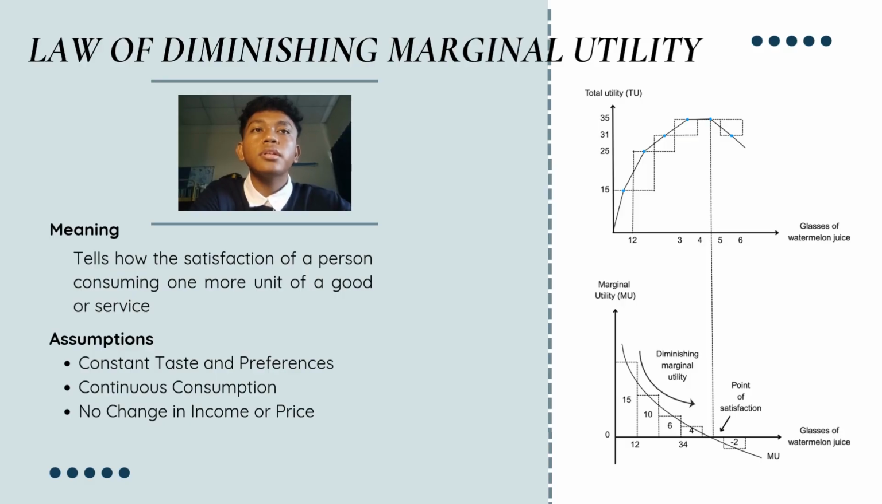For the graph, the example is when someone drinks glasses of watermelon juice. If they keep drinking it, the total utility or the satisfaction level will go down, and the marginal utility will also go down the more they keep drinking, and the glasses of watermelon juice will be less, and the marginal utility will also be less.